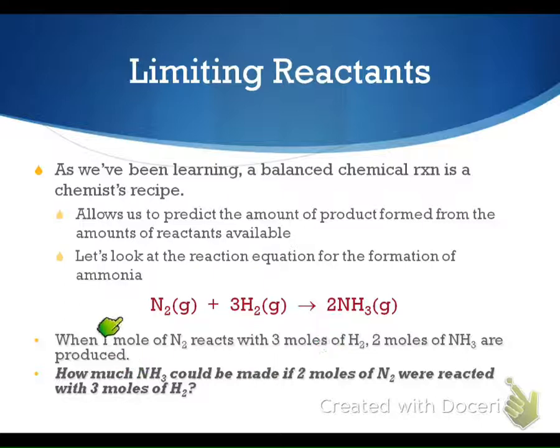Okay? So what this is telling us is that when 1 mole of nitrogen gas reacts with 3 moles of hydrogen gas, we can get out 2 moles of ammonia. That has to be the ratio in which these things are combined. So let's look at this. If I want to form ammonia, but I have 2 moles of nitrogen gas and I have 3 moles of hydrogen gas, how much ammonia could I form?